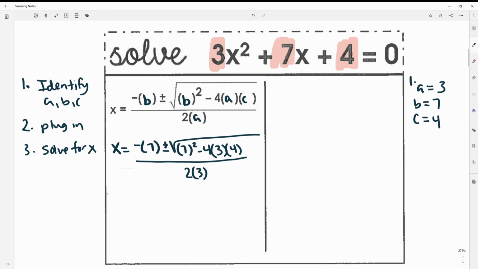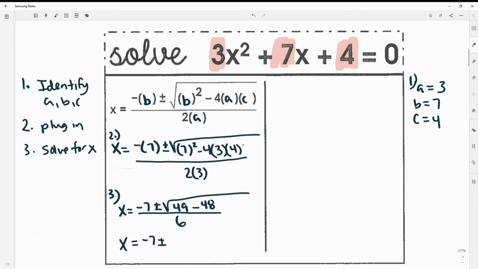Right, so this is step 2. We did step 1, we did step 2. Now step 3 is us actually solving. So I'm going to go ahead and solve. If I start solving, that's just negative 7. That's going to become 49 minus 4 times 3 is 12, and then 12 times 4 is 48. Divided by 6. I'm going to keep going.